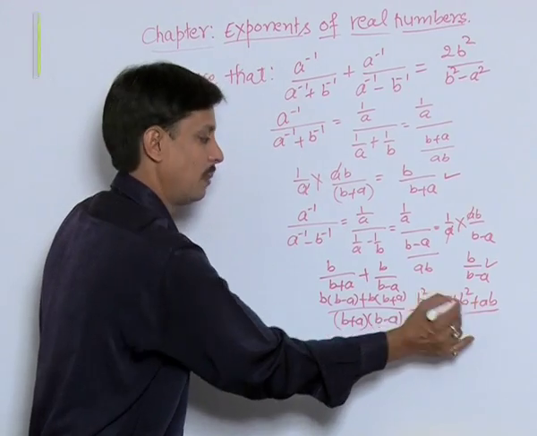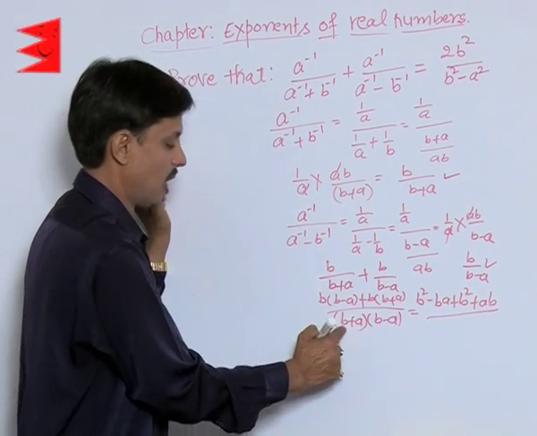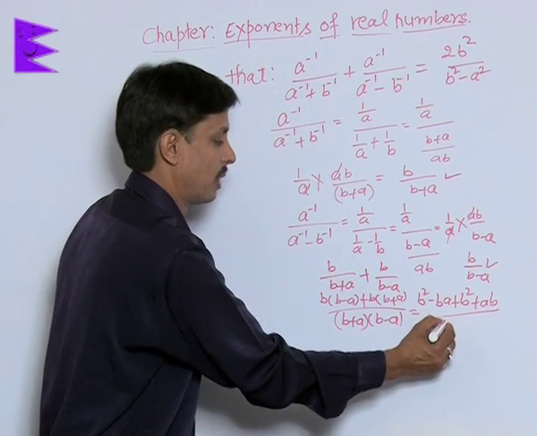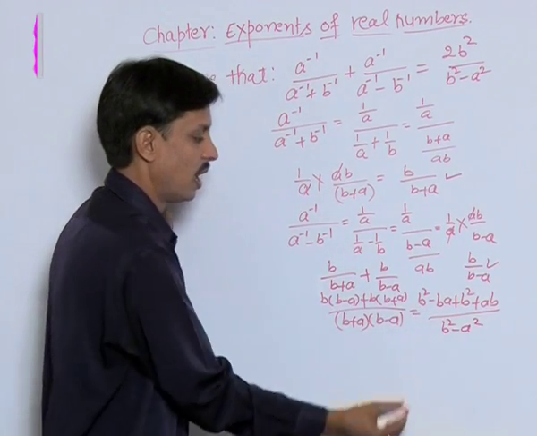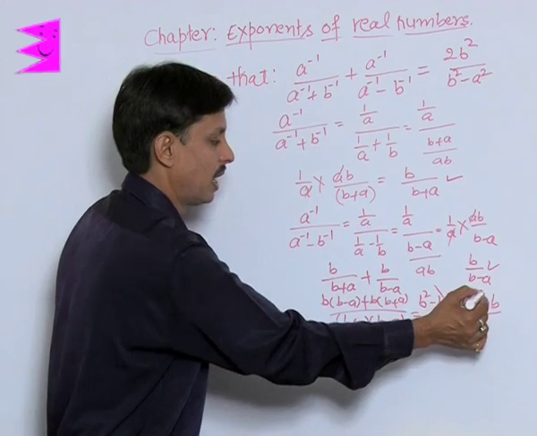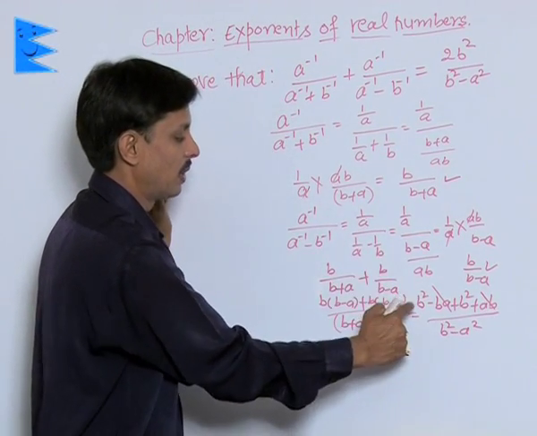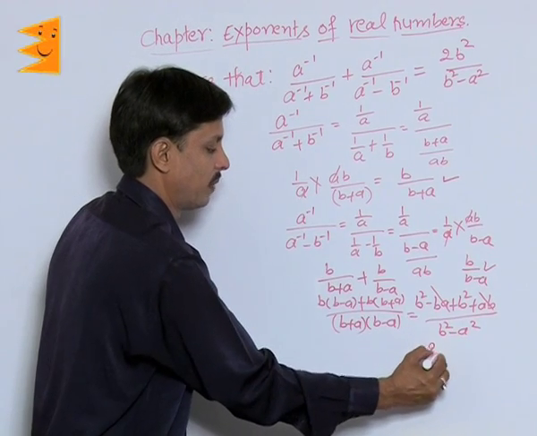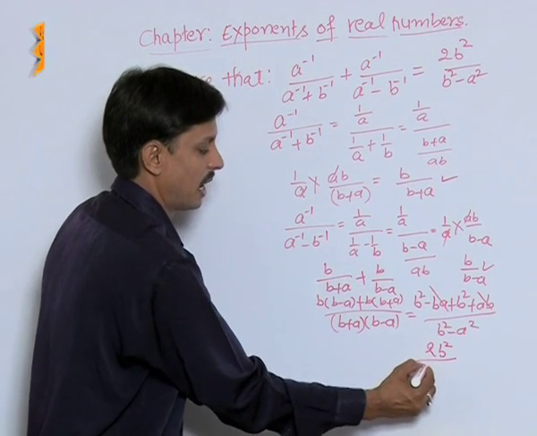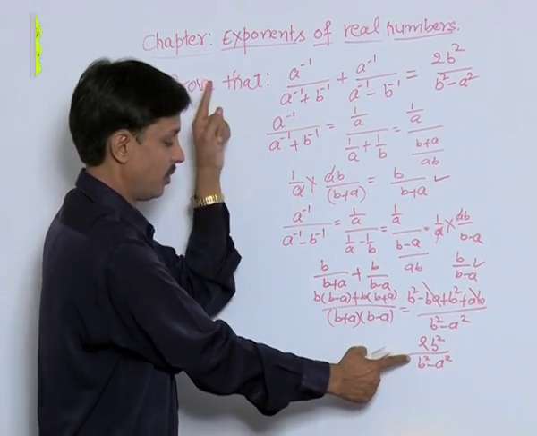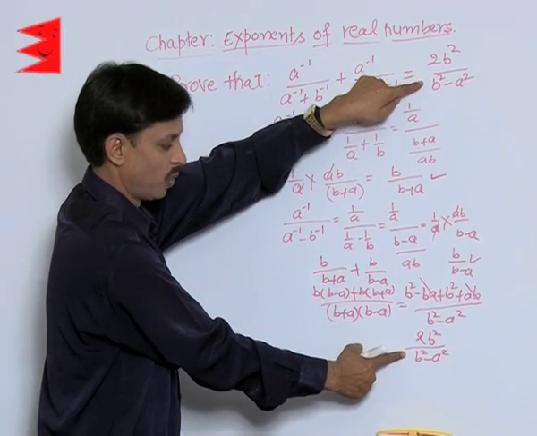I have written here ab and ba having the same meaning. The identity b plus a, b minus a is b square minus a square. Here clearly this ab and ab, negative and positive, get cancelled. What is left is b square plus b square, 2b square, divided by b square minus a square, that is the denominator. This is the required result which we want to prove.